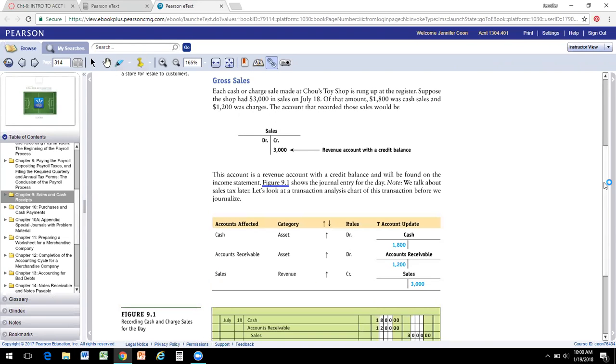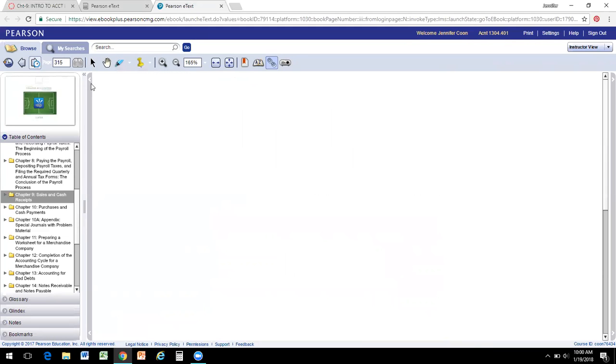Gross sales is the amount that is ultimately the sales. And so when you buy something, think about a car. You buy a car for $20,000, you've got to put a down payment on it, right? So that's kind of what this is setting up. They put $1,800 in cash, and the rest of it they're going to pay off later. So the company is going to record that as accounts receivable, but the total sale was $3,000. So don't think that the sale was $1,800. It's $3,000. They're just paying some now and then paying the rest later. So that's another example of those compound entries.